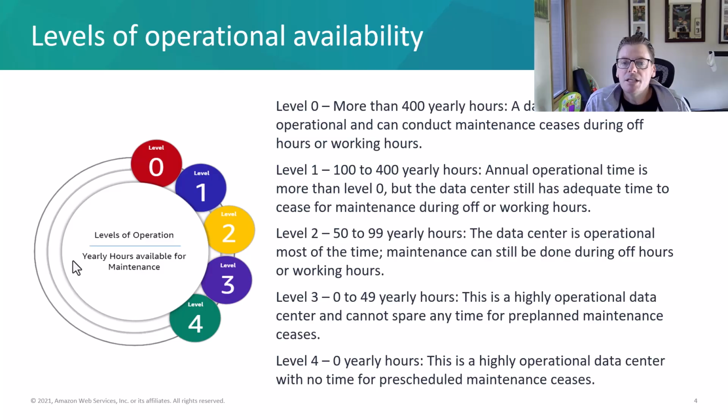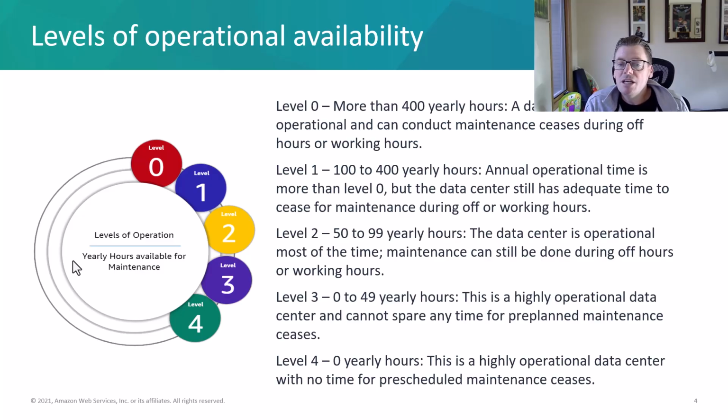It means that the data center is less operational and it's able to conduct maintenance during off hours or working hours. A level 1 operational availability means that our annual operational time is more than level 0, right? So it's between 100 and 400 yearly hours. The data center has time to shut down for maintenance. So far, what you've heard is probably not the picture you had in your mind for a data center, and that's expected because most data centers aren't going to operate in those low numbers.